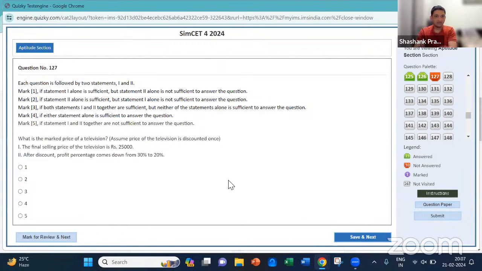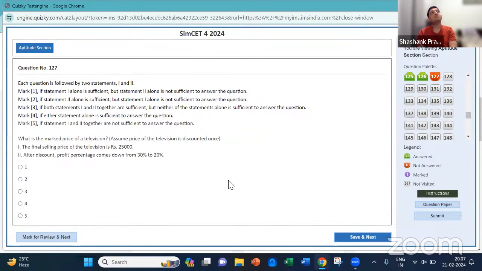Let's see. Mark price of a television, final selling price is 25,000. After discount, profit percentage comes down from 30% to 20%. Selling price is 25,000. Profit percentage, see, final price, we won't know anything, right? From 2 we will not know. Combining both, 20% is the profit percentage.